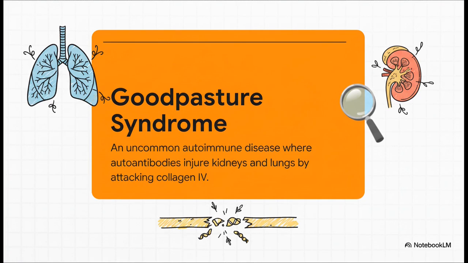Now this is a classic for your exams, bachchon. Goodpasture syndrome. Just remember this name. What happens here is that our own antibodies, they go crazy. They start attacking the very foundation, the basement membrane of the lungs and the kidneys. So the attack is coming from inside the walls of the house itself.